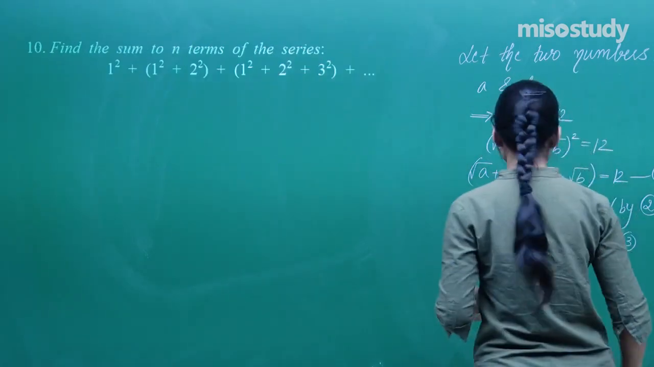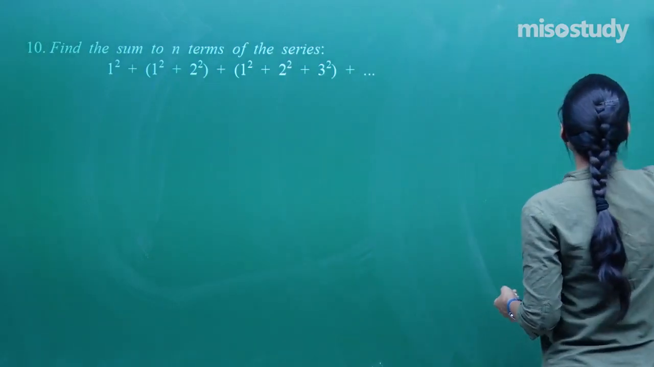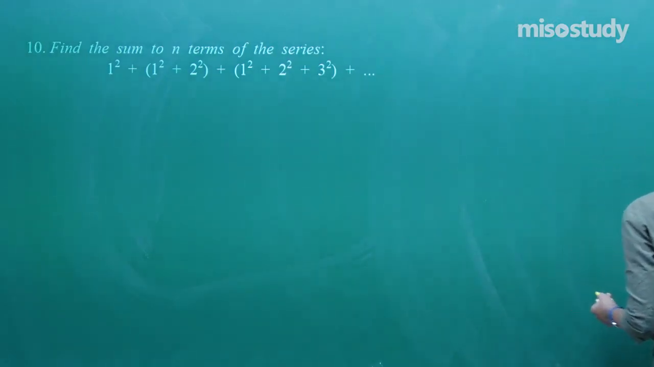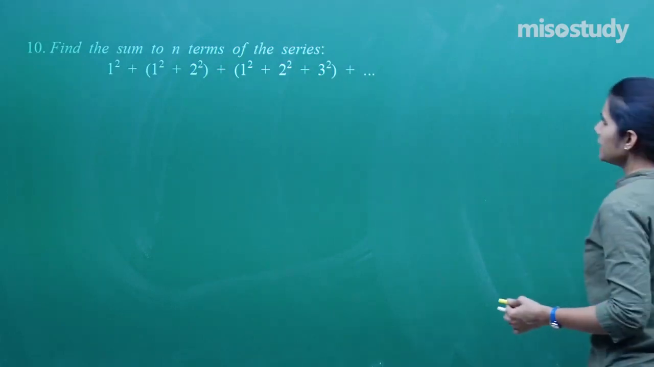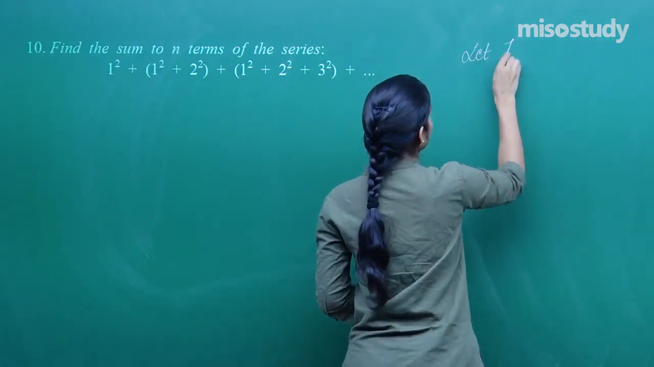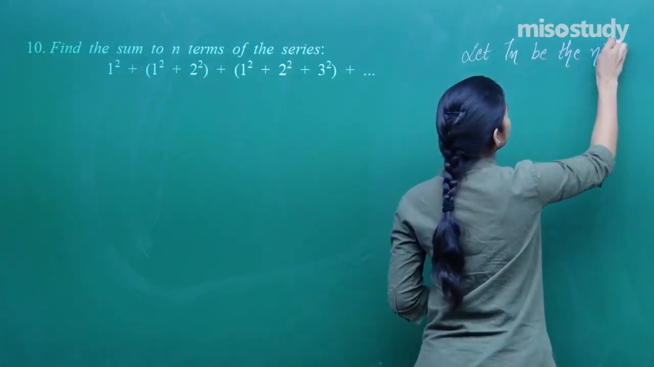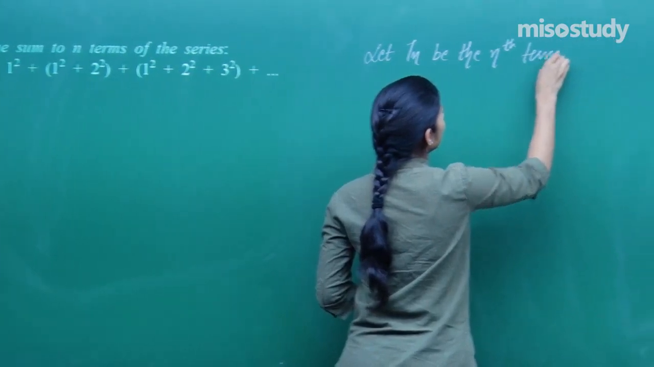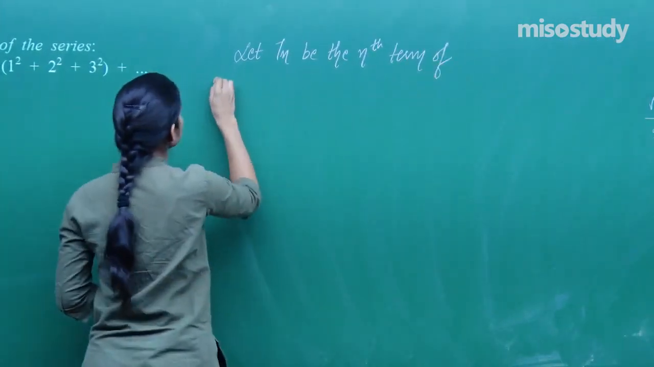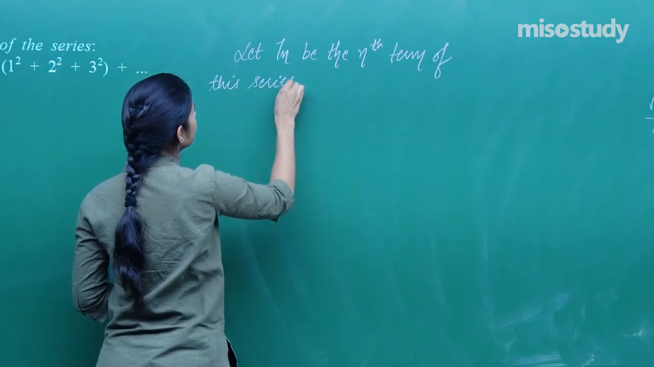The last question says: find the sum up to n terms of the series given here. Now carefully observe the first, second, and third terms of this series and try to decode the nth term of this series. Let Tn be the nth term of this series. What will be Tn?